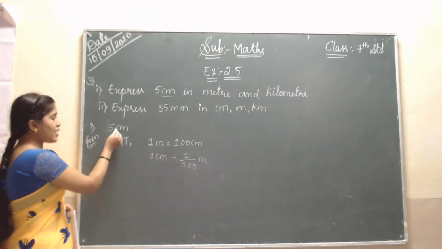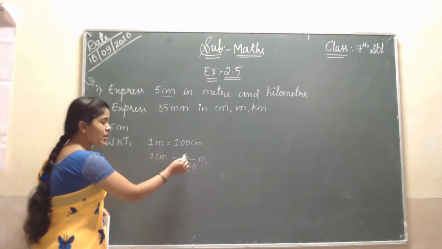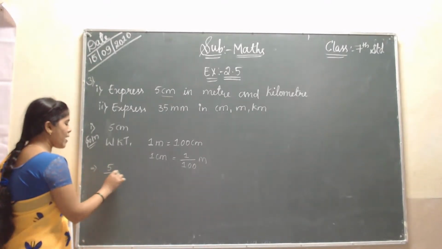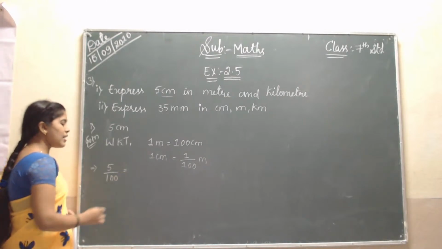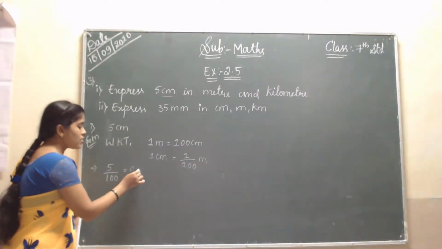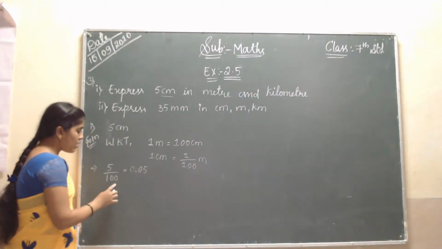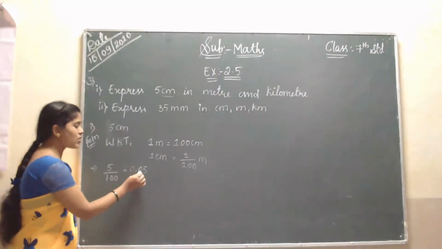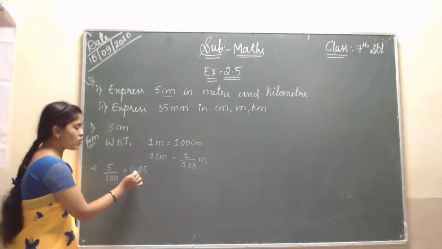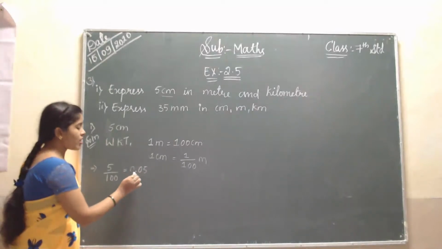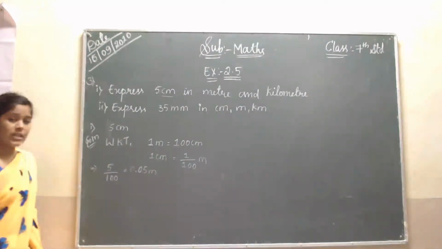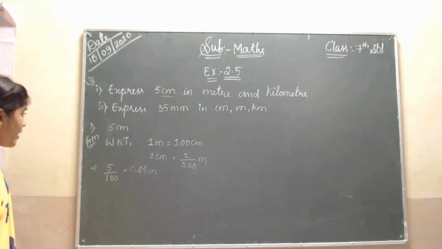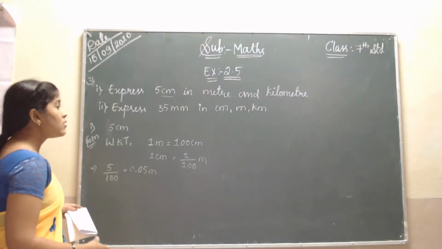So if we are converting centimeter into meter, 1 centimeter is 1 by 100, 5 centimeter is 5 by 100. 5 divided by 100 is nothing but 0.05. Because in denominator there are 2 zeros, but in numerator there is only 1 number, so we have to take 1 extra zero. After 2 numbers, you should put the point. So converting centimeter into meter, 0.05. Next, we have to convert in kilometer.